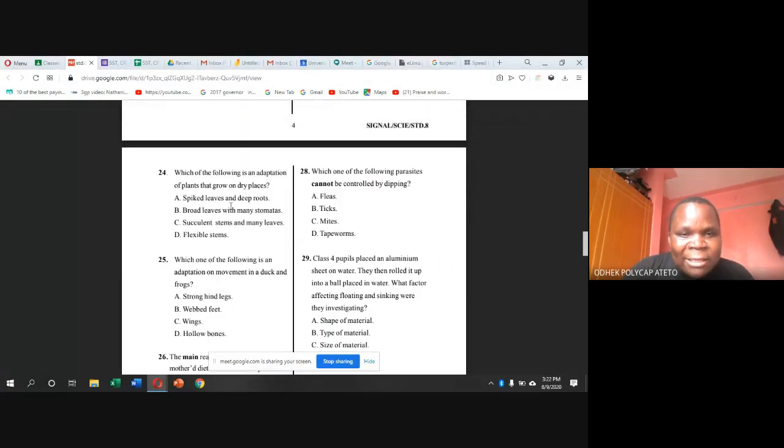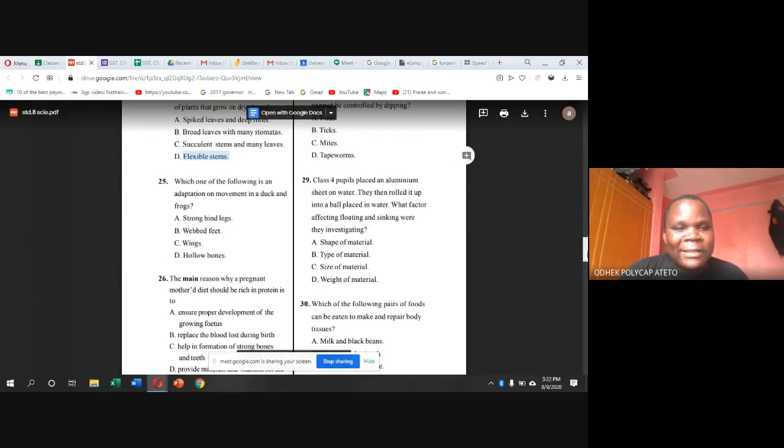Spike leaves and deep roots, that is xerophyte. Broad leaves and many stomata, hydrophytes. Succulent stem and many leaves: succulent stem is not hydrophyte, but xerophyte, whereas many leaves is hydrophyte. Flexible stem, hydrophyte. So automatically choice A becomes the correct answer. Make sure you know that. Next.